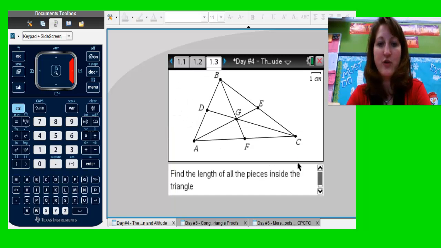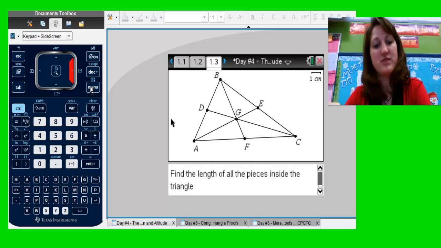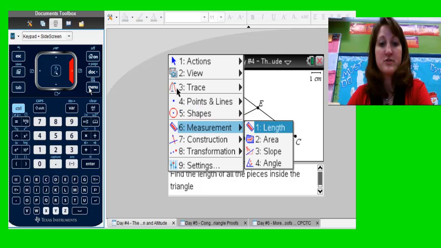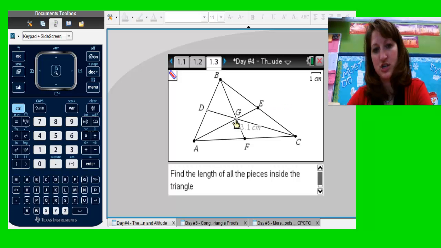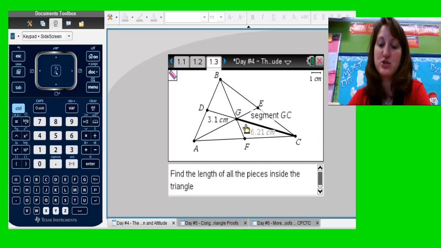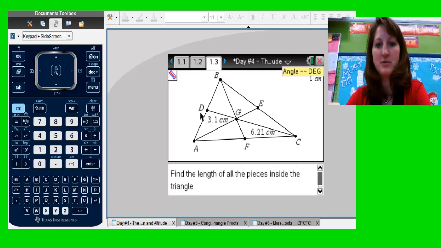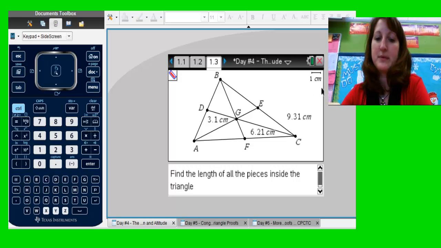Now, on the next page, we have all three medians drawn on the circle, or sorry, on the triangle. And what we want to do is see if there's some sort of a relationship here. Now again, we've done this before, so if you remember, that's great, but if not, we'll just review. First thing I'll do is go to measurement, and I'll measure the length. Now, I'm going to look at D to G, and that turns out to be 3.1. Now I'm going to go from G to C, and that's 6.21. And then I'm going to look at the whole thing that goes from D to C, and that's 9.31.